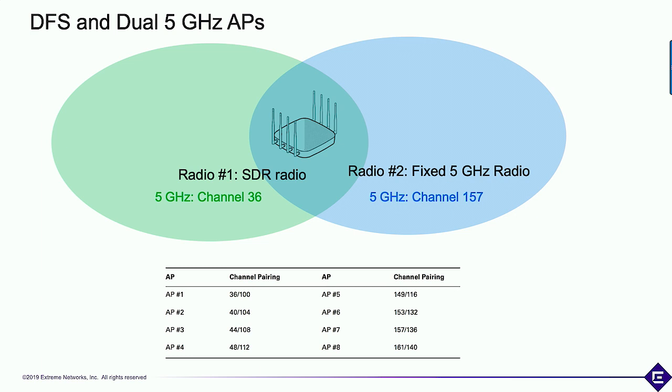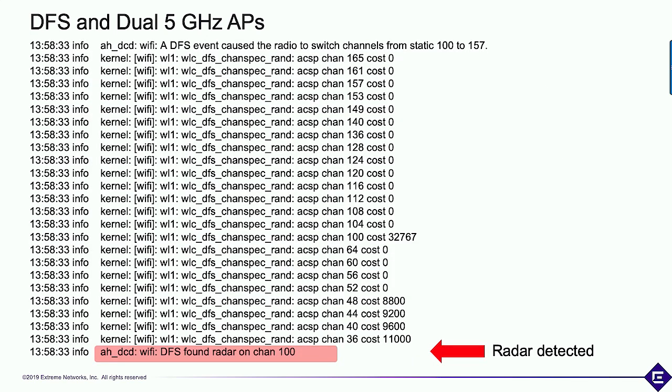You have to have about 80 megahertz of separation between the frequencies of the two radios on the AP, otherwise they'll interfere with each other on the AP. So I did some testing on this earlier this week, and bottom line, this is the way we do it. In this case right here, you can see I had an AP on channel 100. As soon as it detected the DFS on the SDR radio on channel 100, it gave it a very high cost, obviously, and had to move.